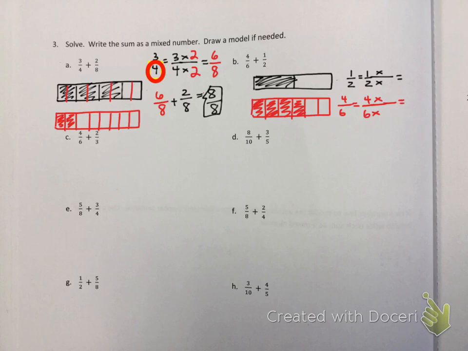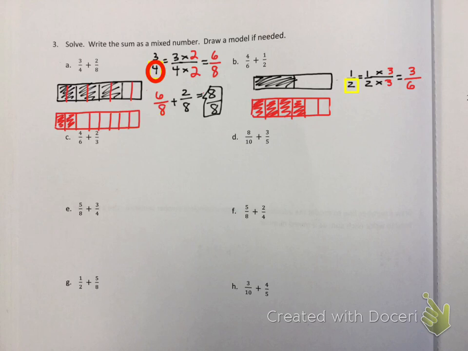We have to change the 2 to a 6. And to do that, we can multiply by 3 to make it a sixth. So now that 1/2 changes to 3/6. So I don't have to do anything to the 4/6. Nope.